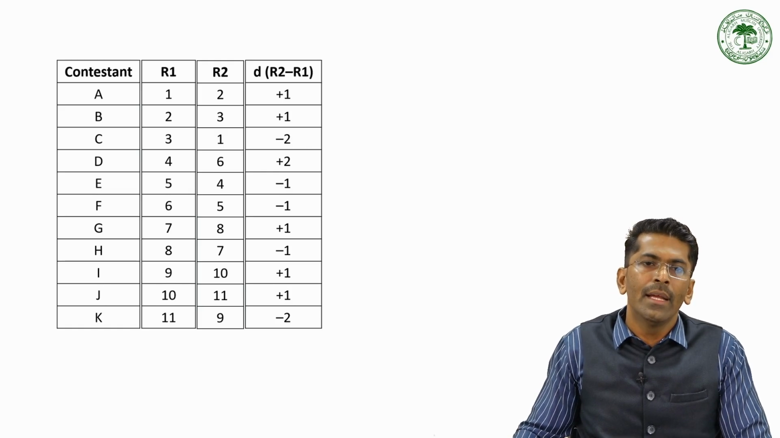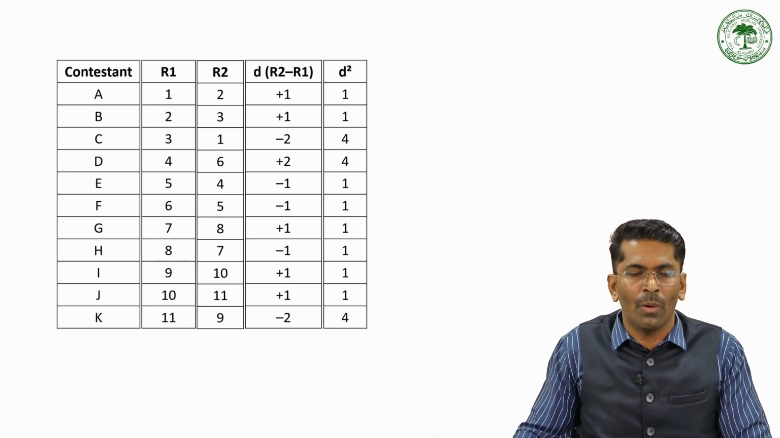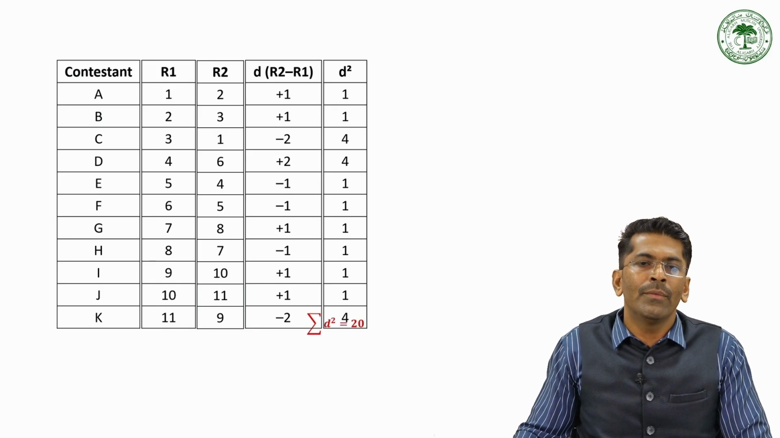And accordingly the difference between these two ranks, that is R2 minus R1, which I have calculated and denoted in terms of D, then we are going to square each difference, that is 1 square, which is 1, 1 square, again 1, minus 2 square, which is equal to 4, and so on. And the sum of D square is equal to 20. If you add up all these terms, it comes out to 20. So this is the sum of D square.